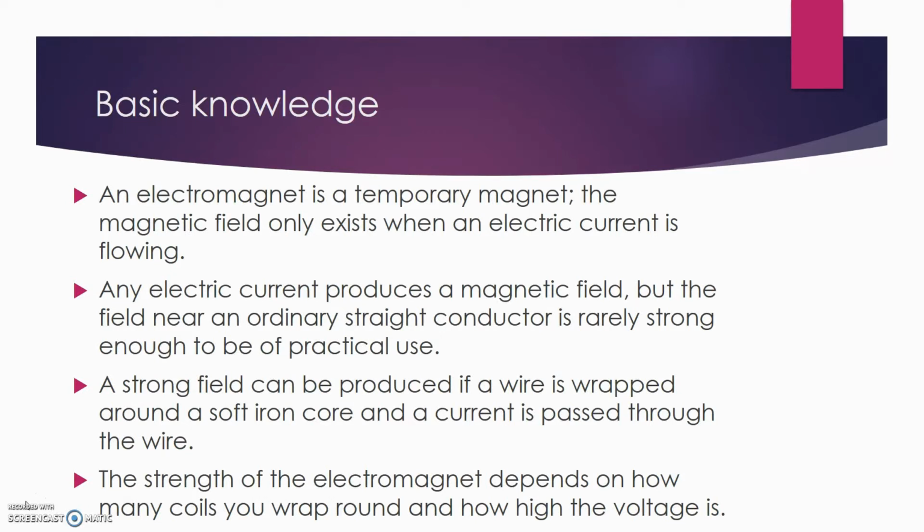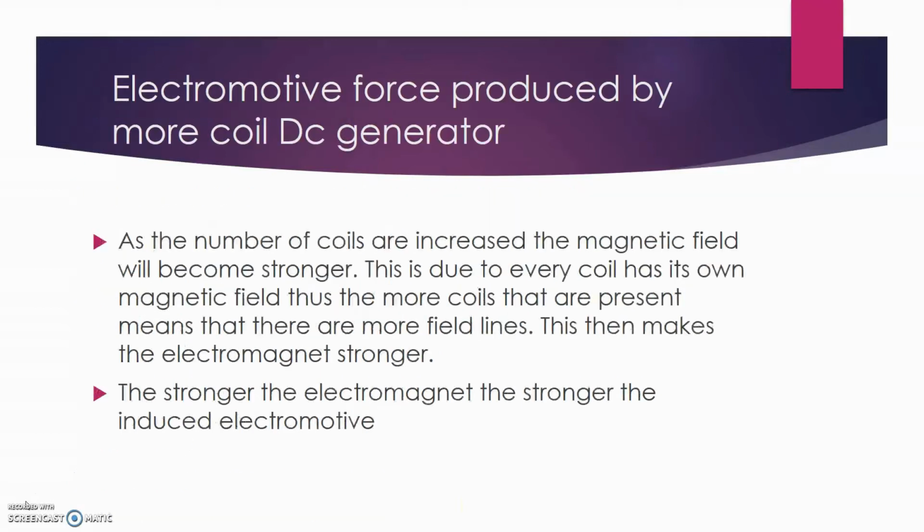Any electric current produces a magnetic field, but the field near an ordinary straight conductor is rarely strong enough to be of practical use. A strong field can be produced if a wire is wrapped around a soft iron core and a current is passed through the wire. The strength of the electromagnet depends on how many coils you wrap around and how high the voltage is.